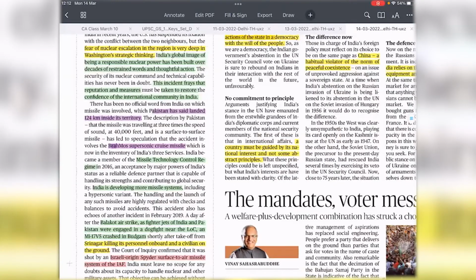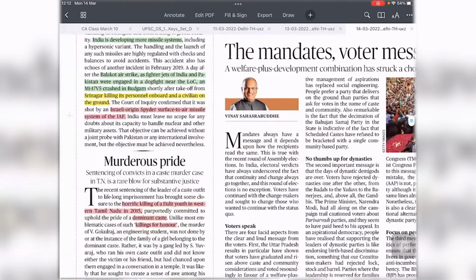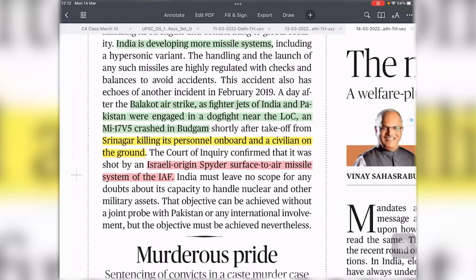See, obviously, this is not the first time. Earlier also, we have killed our own personnel. We have shot down our own chopper using our own missiles, assuming it was an enemy plane. So launching of missiles, wantedly and unwantedly, should not be that easy a procedure. Okay, they should have a proper standard operating procedure.